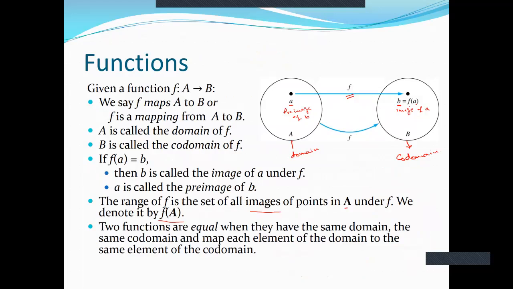So two functions are equal when they have the same domain, obviously the same set A, the same codomain, the same set B, and map each element of the domain to the same element of the codomain. Then we call these two functions equal, right?